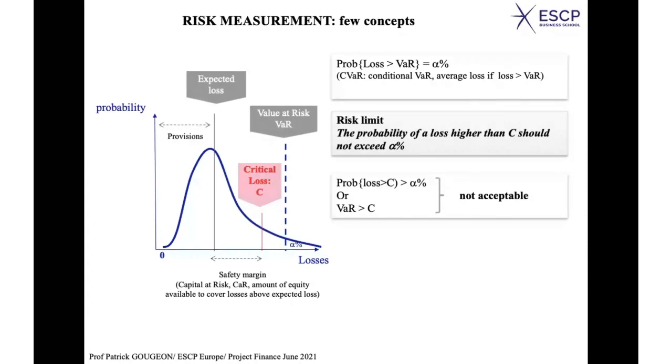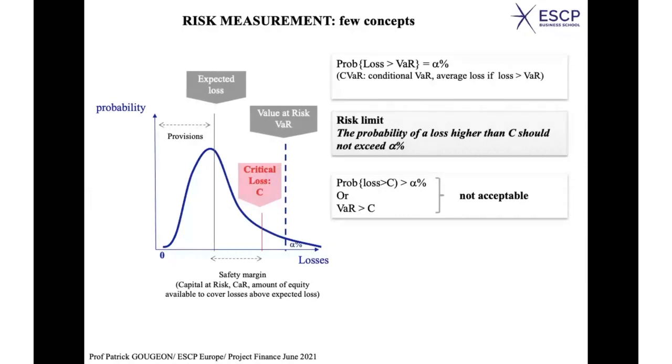at risk. If you look at the balance sheet of a company, it corresponds to a tranche of your equity, which you have allocated to a particular project. So if you allocate a certain tranche of equity to a particular project, this is a kind of safety margin. Equity is there to cover losses which are above what is expected. So let's come back to our critical loss.